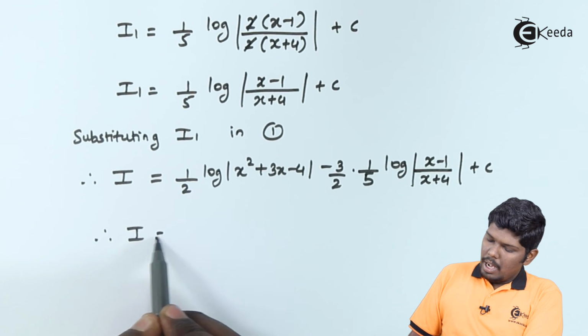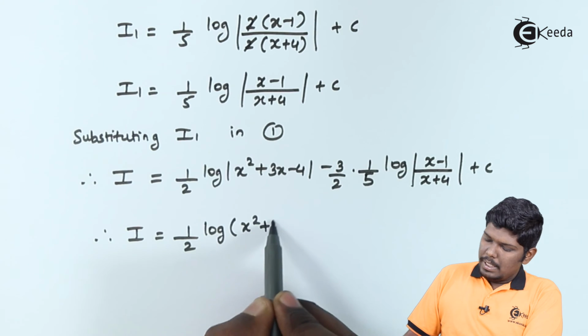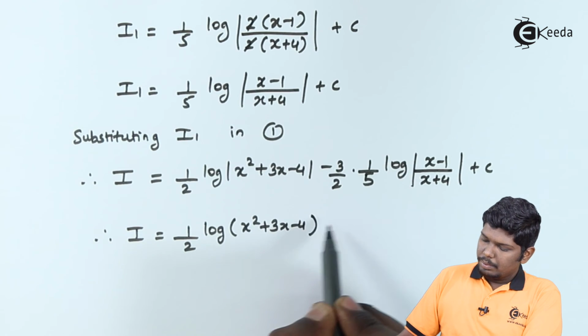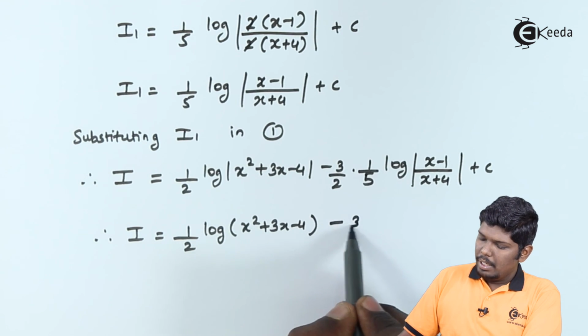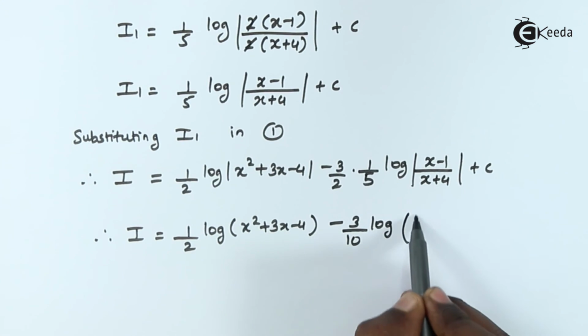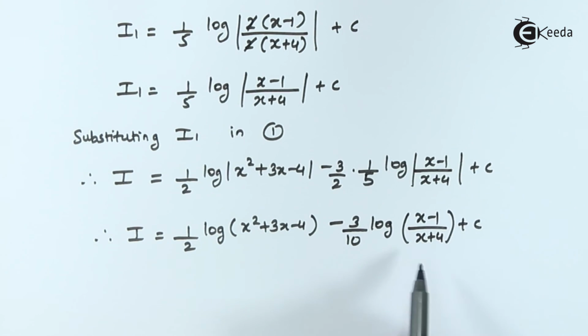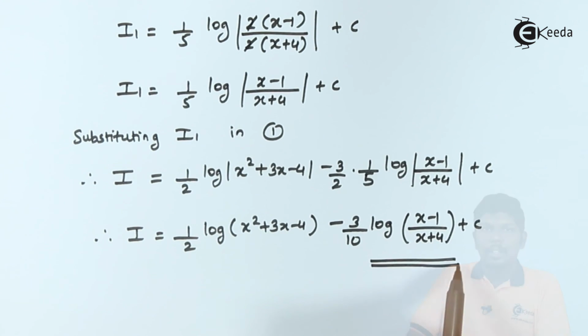Therefore, I will be half log of x square plus 3x minus 4 minus, here we have 3 into 1 is 3 upon 2 into 5 is 10, log of x minus 1 upon x plus 4 plus c. This is our final answer.